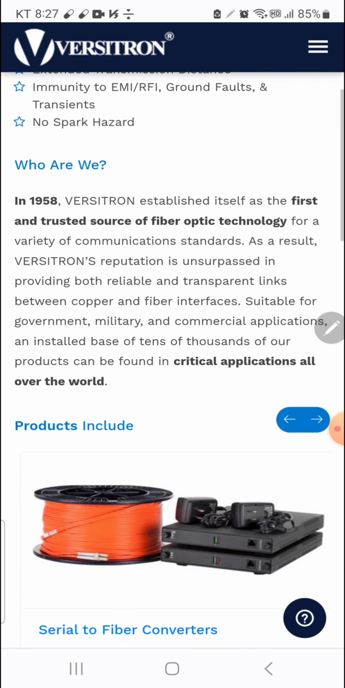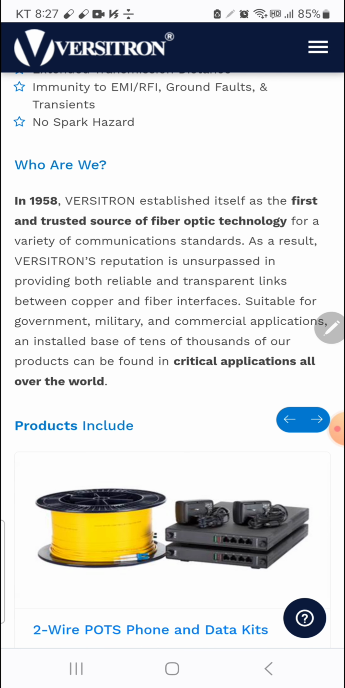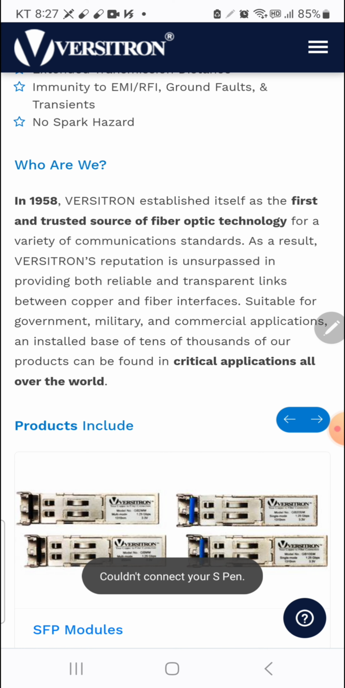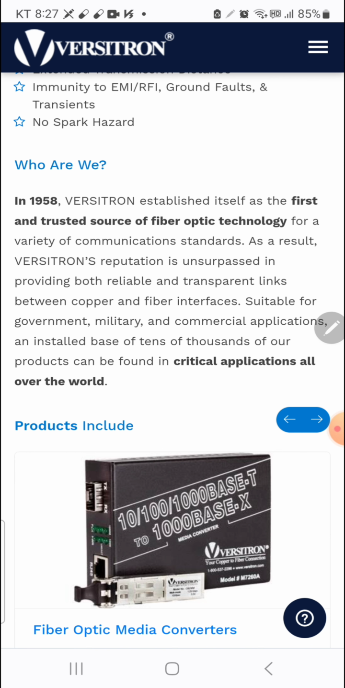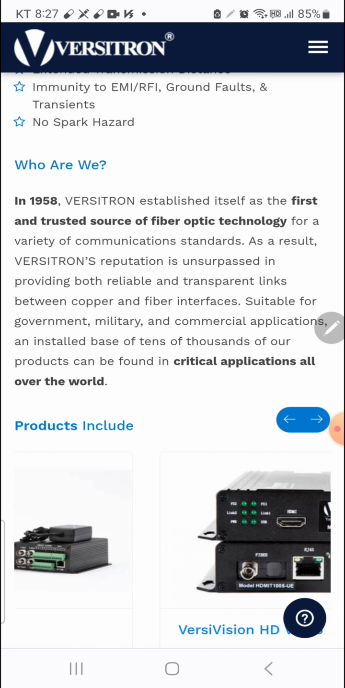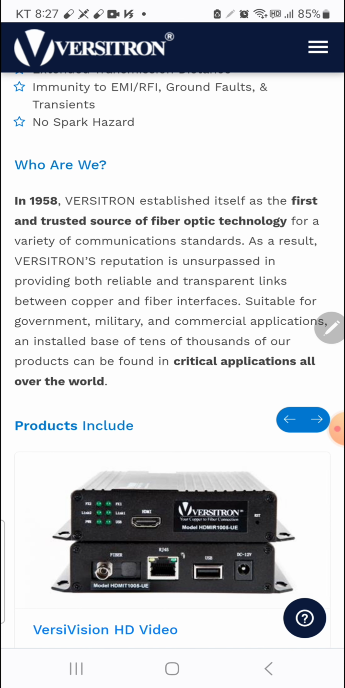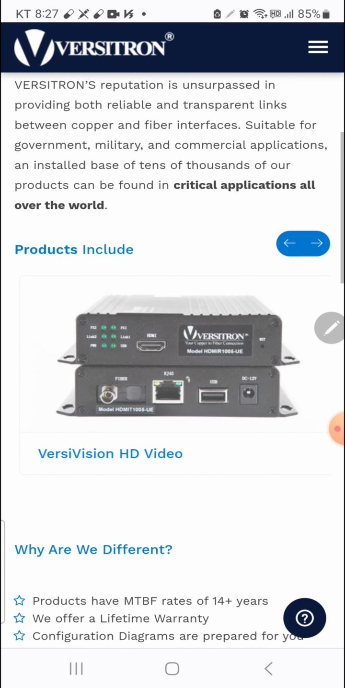Who are we? In 1958, Veritron established itself as the first and trusted source of fiber optic technology for a variety of communications standards. As a result, Veritron's reputation is unsurpassed in providing both reliable and transparent links between copper and fiber interfaces, suitable for government, military, and commercial applications. An installed base of tens of thousands of our products can be found in critical applications all over the world.